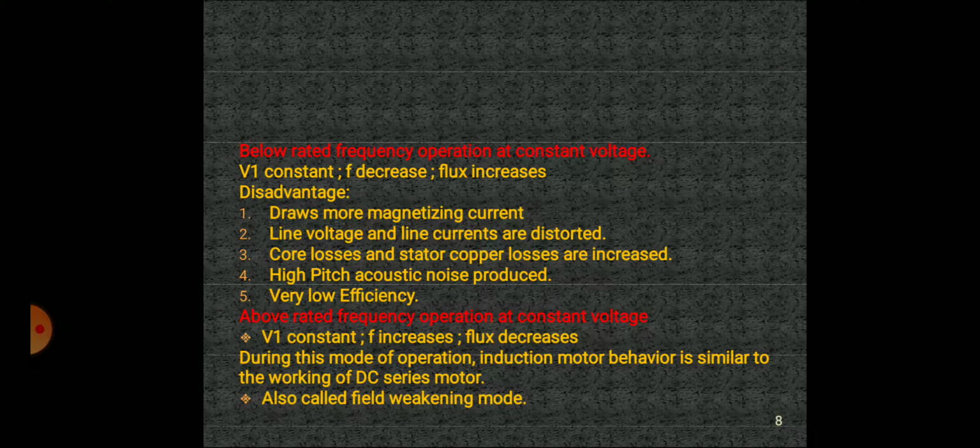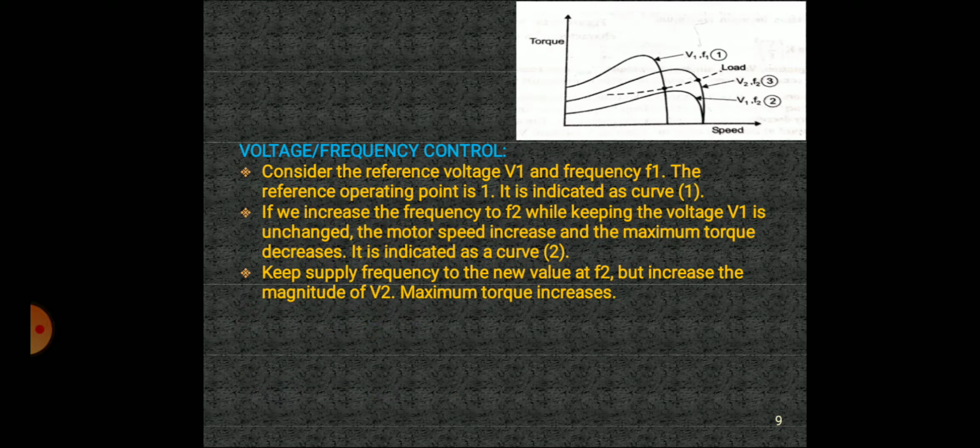Next one, above rated frequency operation at constant voltage. With the constant input voltage, if the stator frequency is increased, the motor speed also increases. Due to the increase in frequency, flux and torque are reduced. By increasing the supply frequency of the motor, the following effects happen: the no load speed increases, maximum torque decreases, starting torque reduces, starting current decreases. During this mode of operation, induction motor behavior is similar to the working of a DC series motor. It is also known as the field weakening mode.